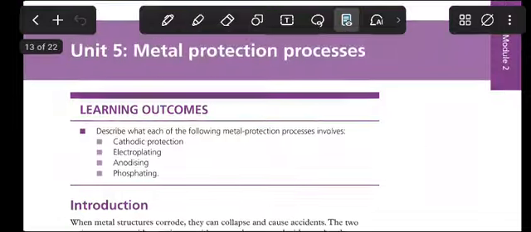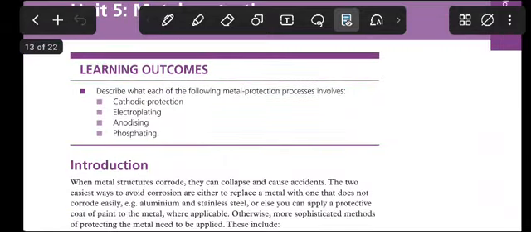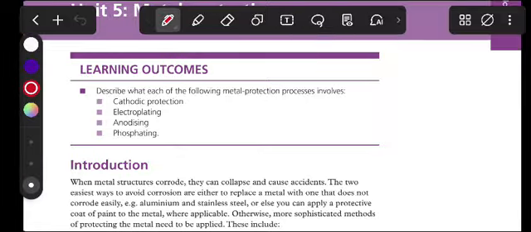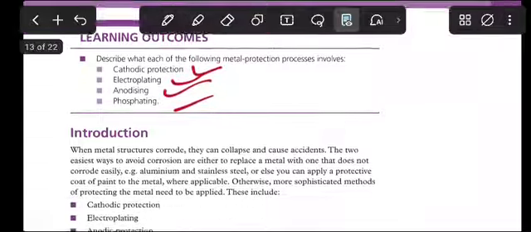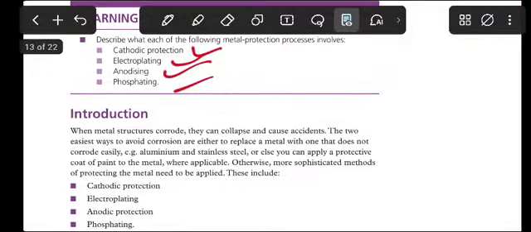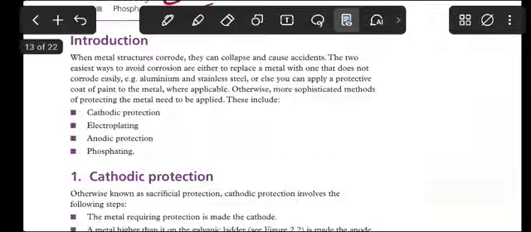We have the metal processing. They love this question, guys, that we're doing now. They love this one. They love to ask about this cathode process. You must name this, electroplating or phosphating. They love this thing, you know, guys. Describe each of the following metal processes involving cathode. They love this one, guys. I don't want to lie. You have to know these things, guys.